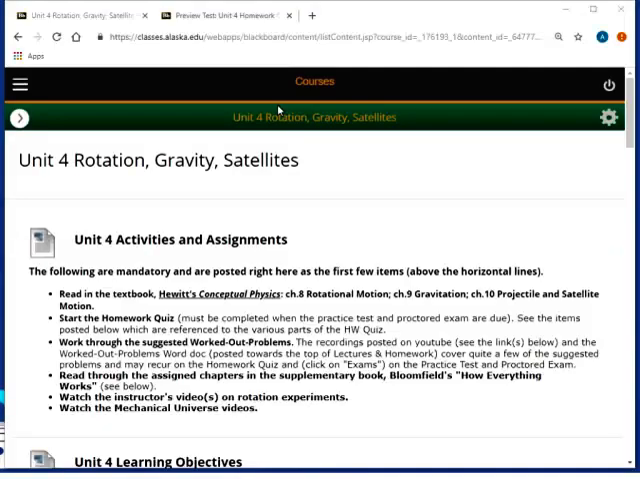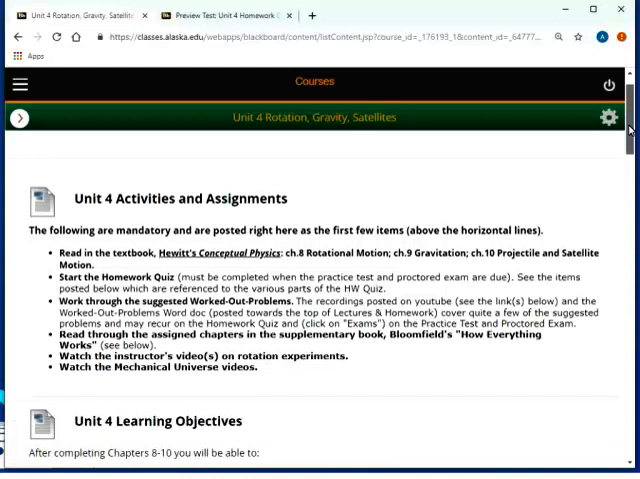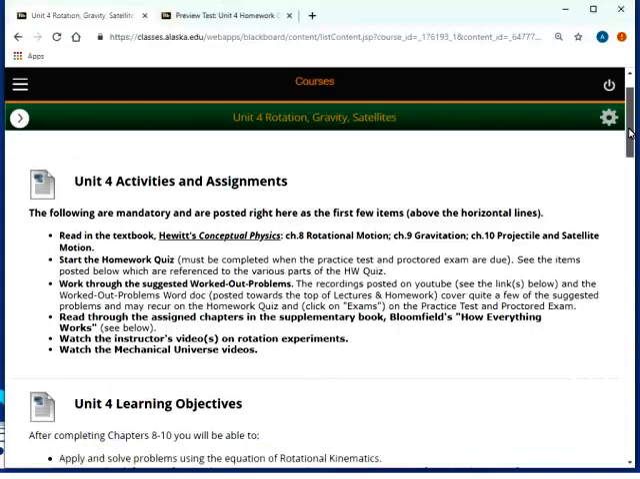Hello, this is the recording for the Unit 4 homework, and this is just the front page. So here are the activities and assignments you have to do for this unit. It's a typical thing: homework, quiz, practice test, practice exam, and then of course the other things that are feeding into it, like watching the Mechanical Universe videos.